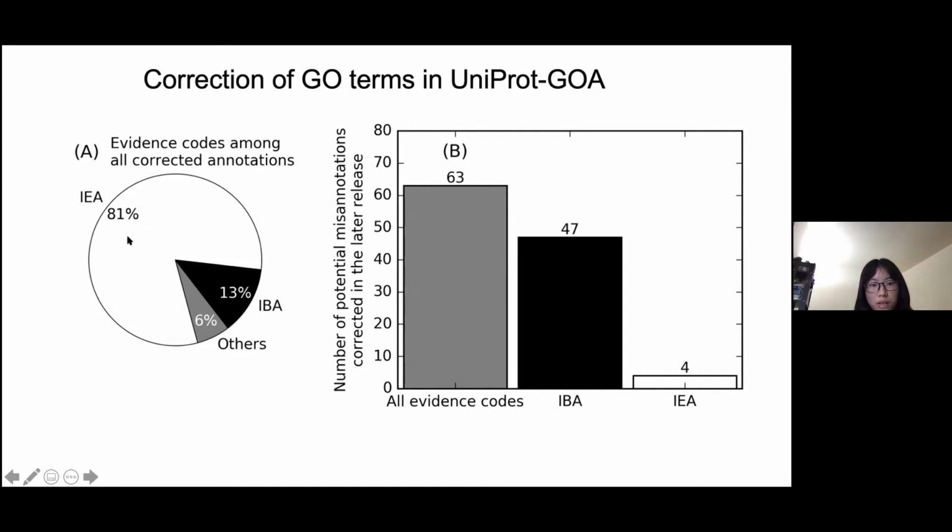81% have the IEA evidence code. 13% of proteins have the IBA evidence code. Using our IR method, we found 250 misannotations. Among these 250 misannotations, there are 63 misannotations that were corrected in the 2019 version. Among these 63 potential misannotations, 47 have the IBA evidence code.